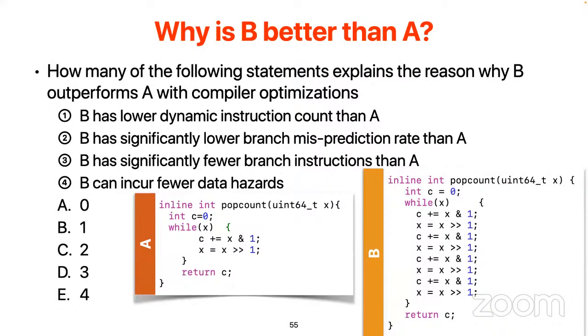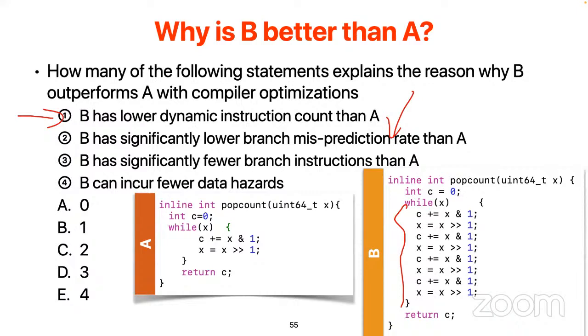Why is B better than A? It has fewer compare instructions. Because it seems like you unroll the while. So I unroll the while, so I potentially would have more or less compare instructions, if the number is big enough. So B has a lower dynamic instruction count. How about misprediction rate? It's about the same.